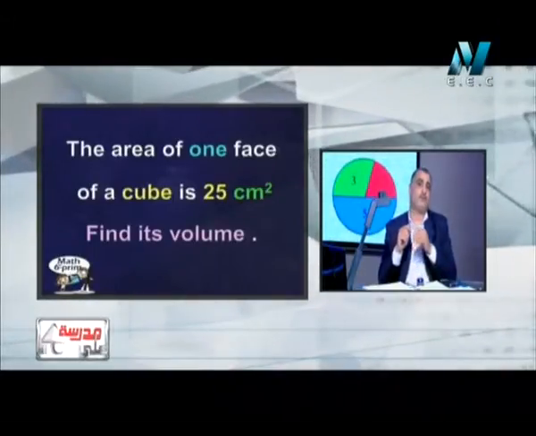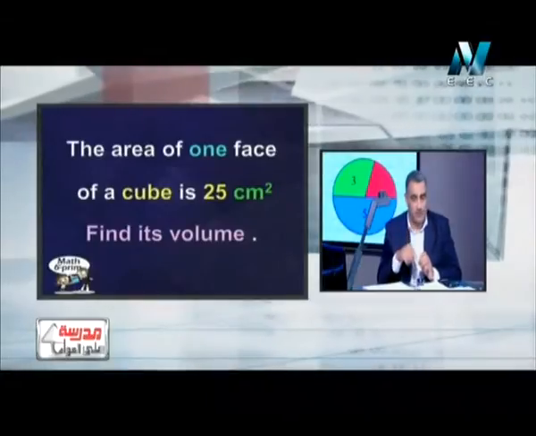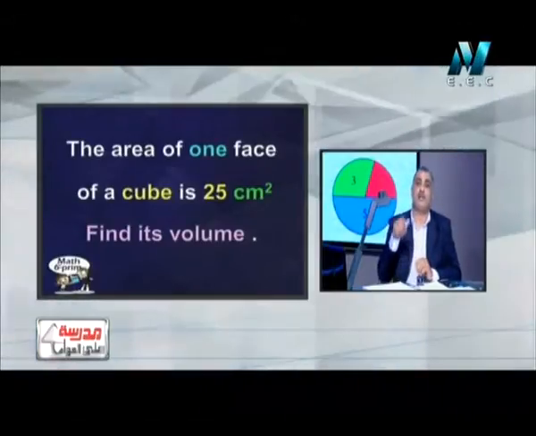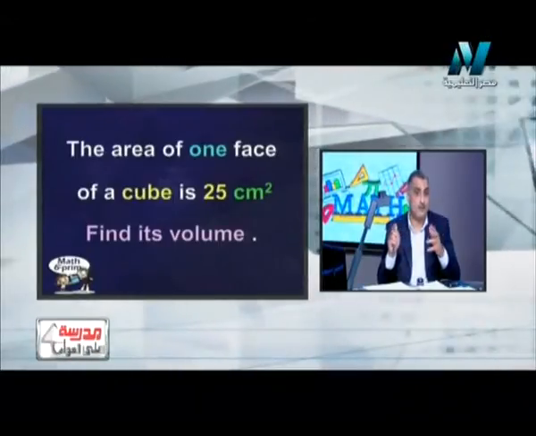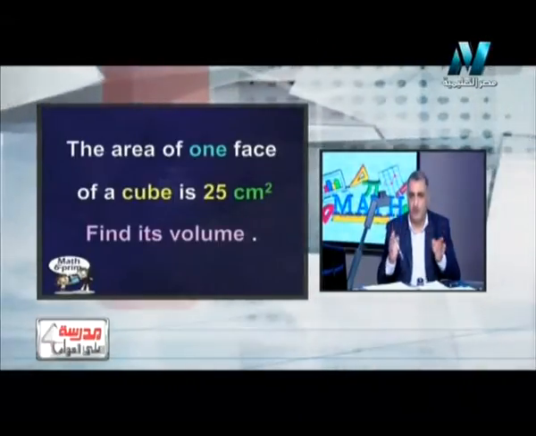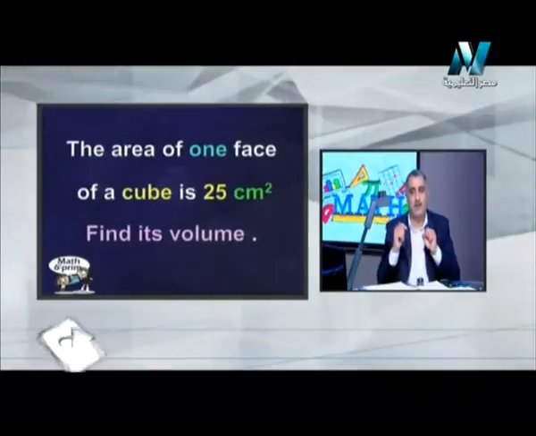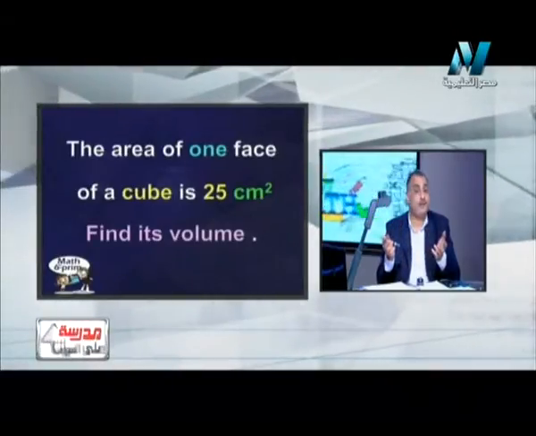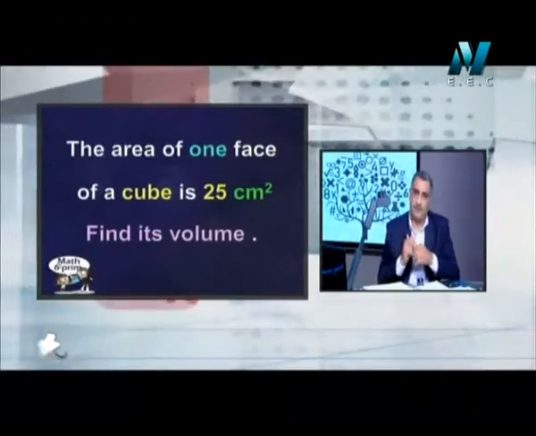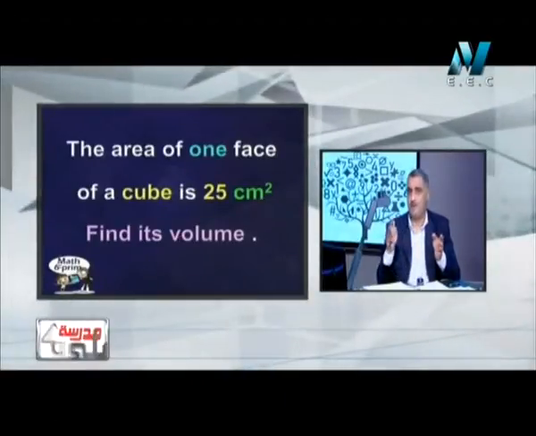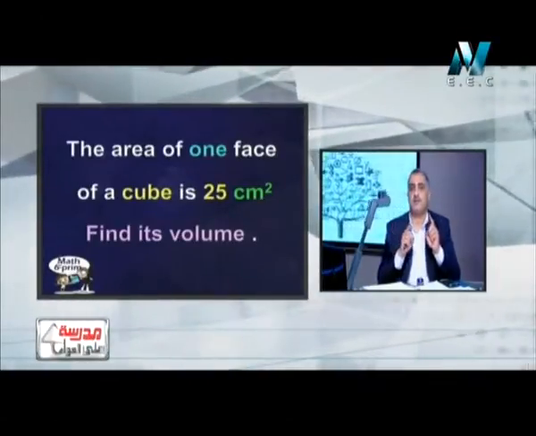Find its volume. برضه رجع يديني الفيس. What is the face of a cube looks like? Yes, it's a square. تمام. How we can find the area of a square? Side by itself. مهم جدا. طبعا مهم جدا ان انا افتكر. Perimeter of a square, side by 4. Area of a square, side by itself.